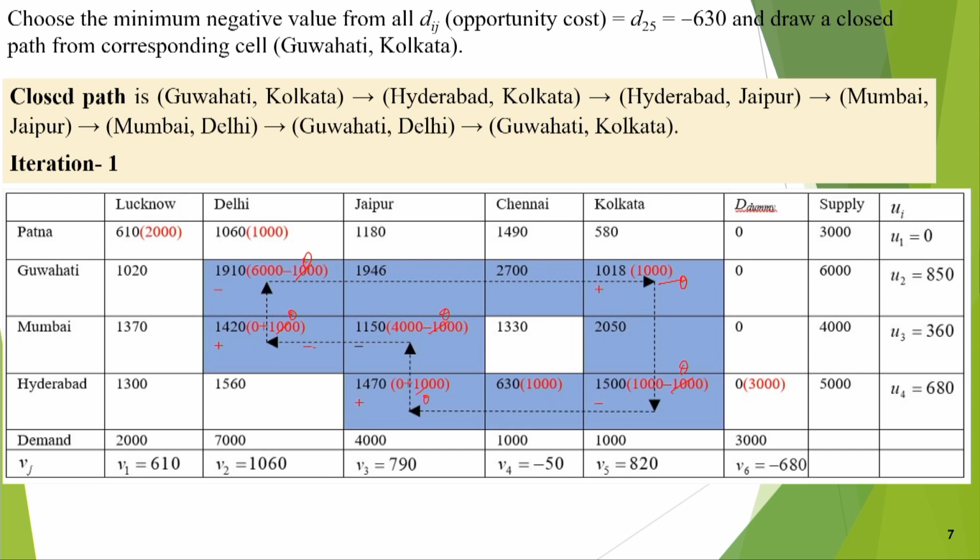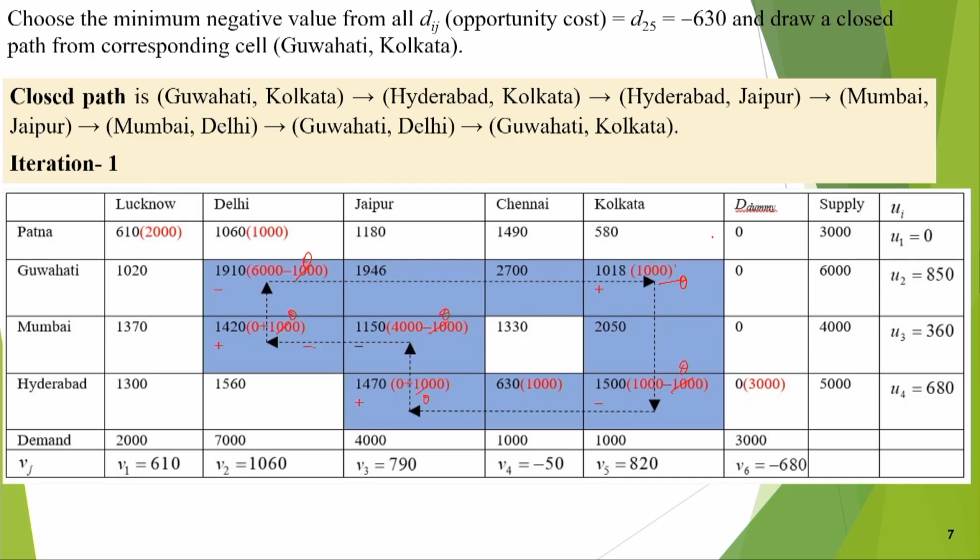Now what should I take as the value of theta? I should choose the value of theta in such a manner that no allocation becomes negative. So what is the method? Concentrate on those cells in which it is written minus theta. Among them, the least is 1000 minus theta. So the least allocation was 1000. So I cannot take theta more than 1000. I can take theta as 1000 so that this becomes 0. If I take theta equal to 2000, this will become negative.